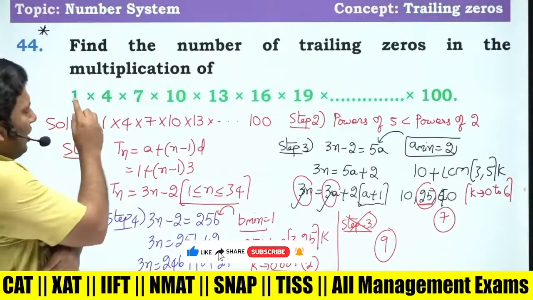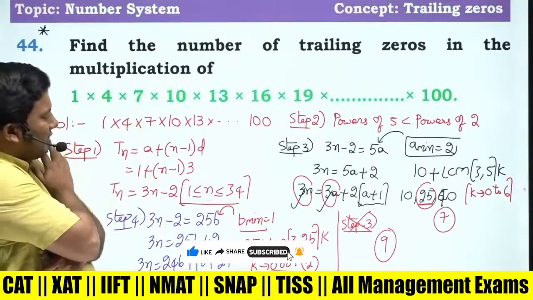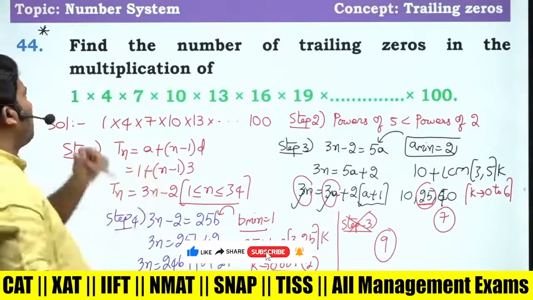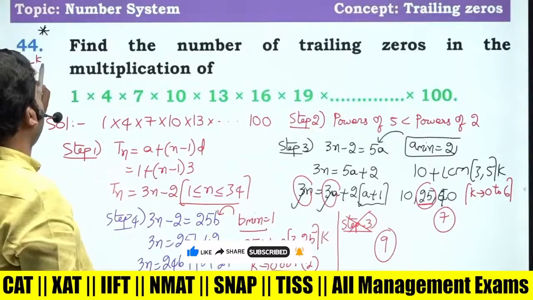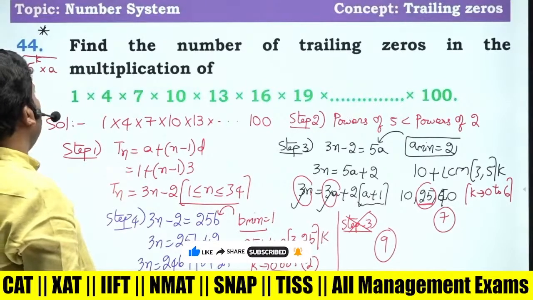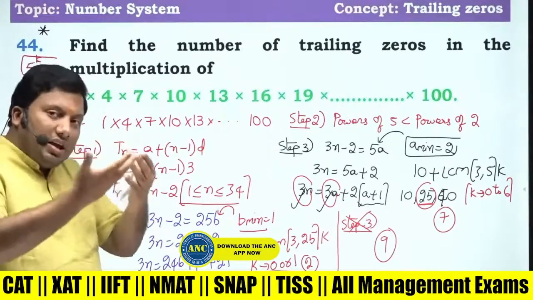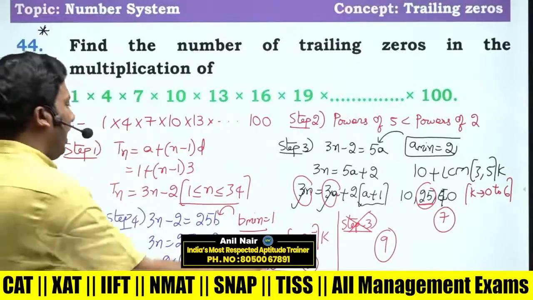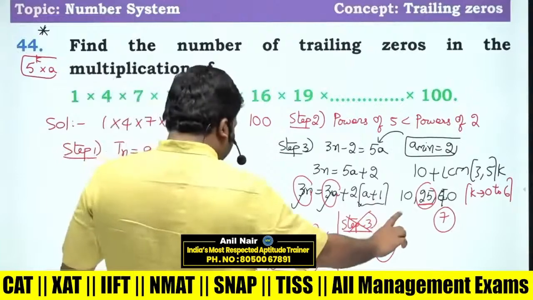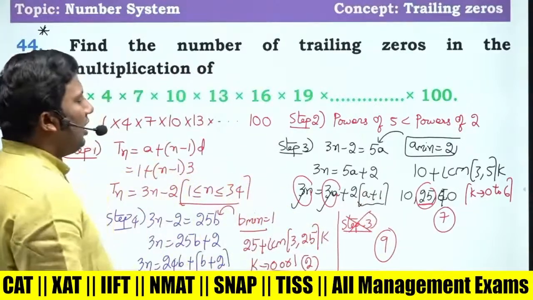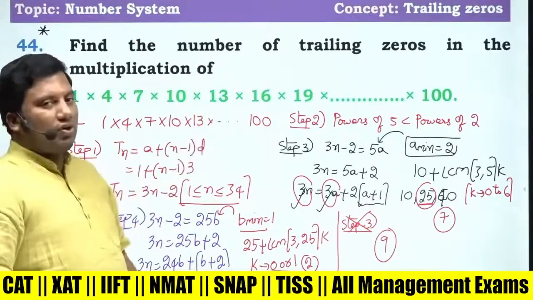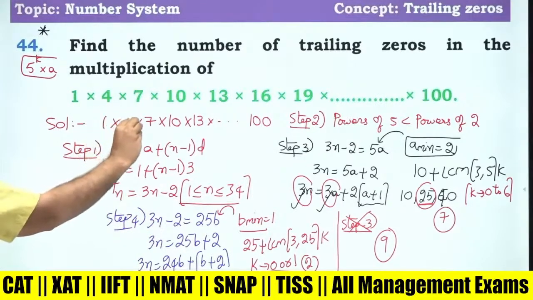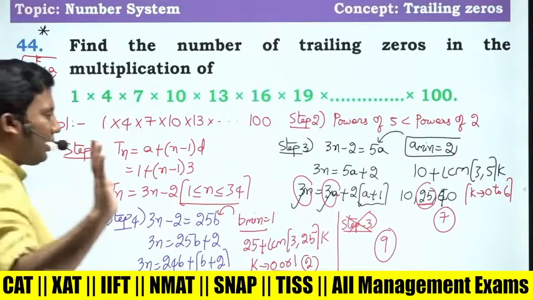First thing is, check what is the nth term of the given series. Step number 2. Power of 5 is less than power of 2. So power of 5 form will be 5 power k into a. Because 25 can give extra powers of 5, 125 can give extra powers of 5. I only took till 25b. Next it is 125, but the upper limit for the question is 100. So this is not possible. Step number 1, step number 2, step number 3. Idea clear, right?